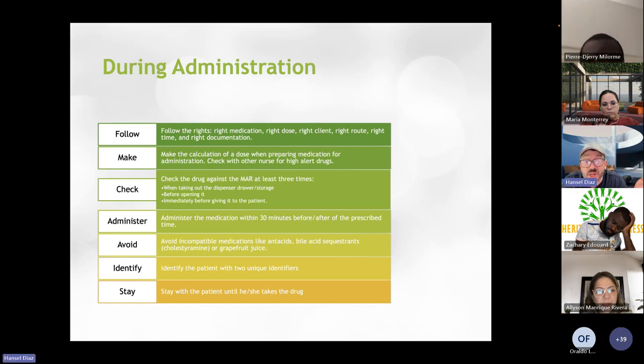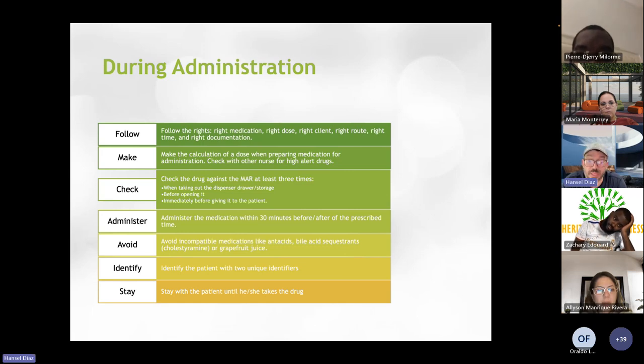But if you're taking calcium channel blockers, no. I'm sorry, not for you. Identify the patient with two unique identifiers and stay with the patient until the patient has taken the drug.